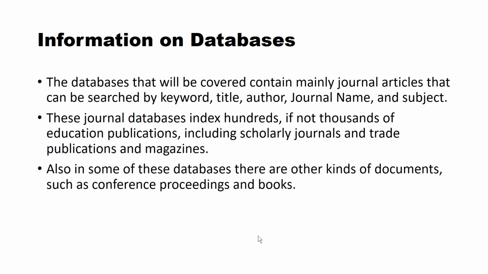So before we look at the actual education databases, let's look at some basic information on databases. The databases that will be covered contain mainly journal articles that can be searched by keyword, title, author, journal name, and subject. These journal databases index hundreds, if not thousands, of education publications, including scholarly journals and trade publications and magazines. Also, in some of these databases, there are other kinds of documents such as conference papers or proceedings and books.